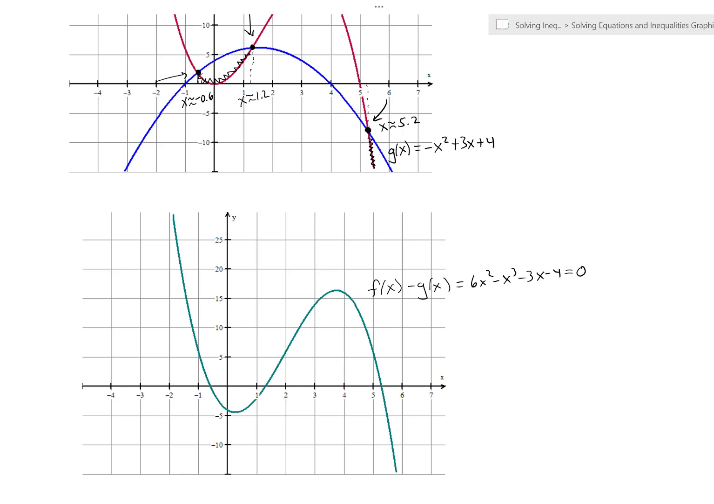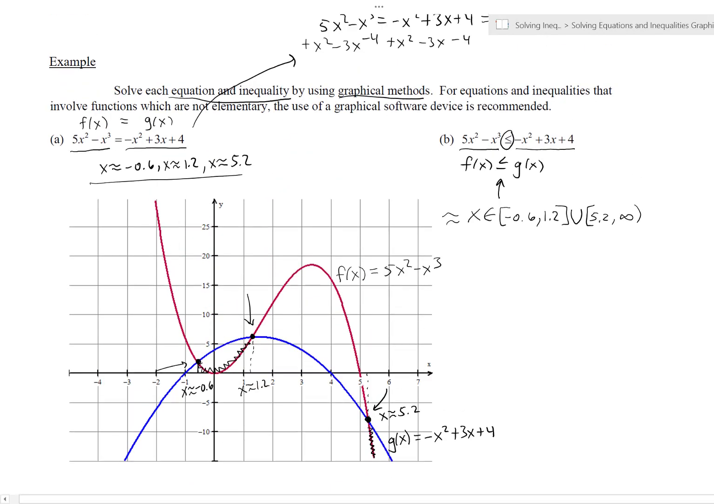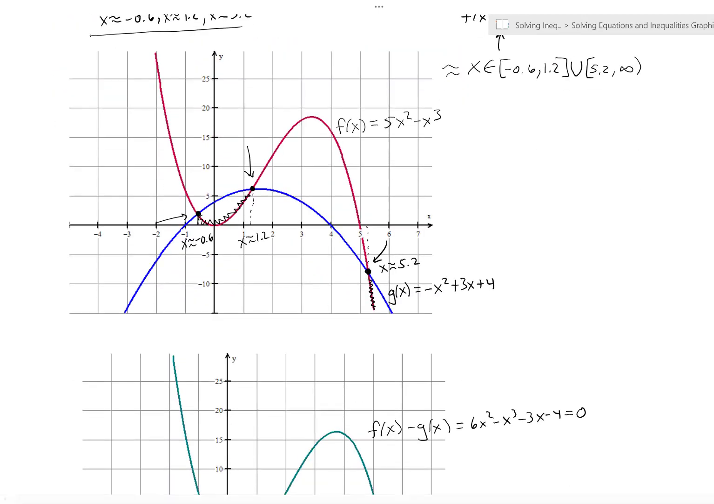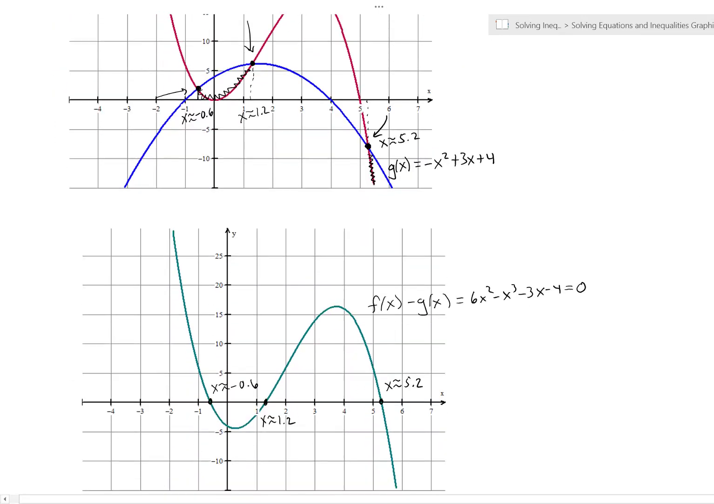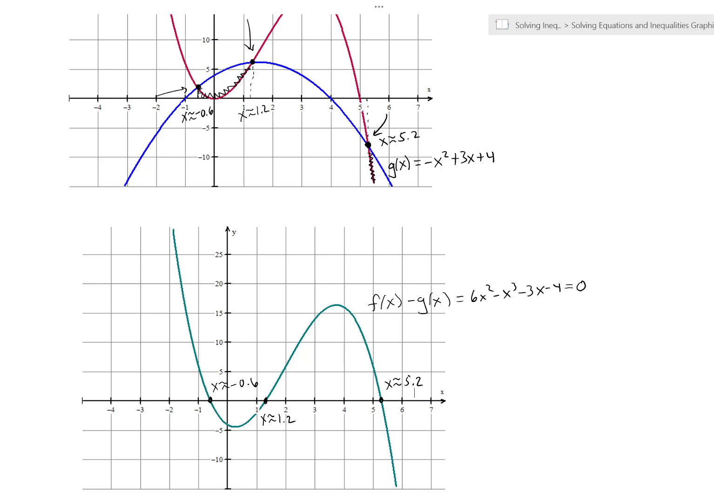So where is this function equal to 0? Well, same spots as before. Check it out. Right there, that was x approximately negative 0.6. Right there, that was x approximately 1.2. And then over there, that was x approximately 5.2-ish. Nice dot. 5.2-ish. So, look, same values. Is it easier to look at where they intersect or where one function crosses the x-axis? That's total personal choice. Both ways will work.